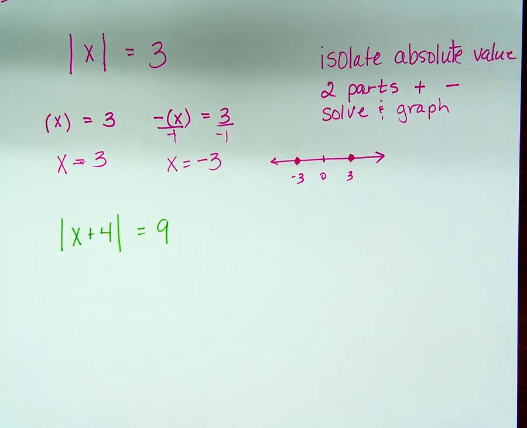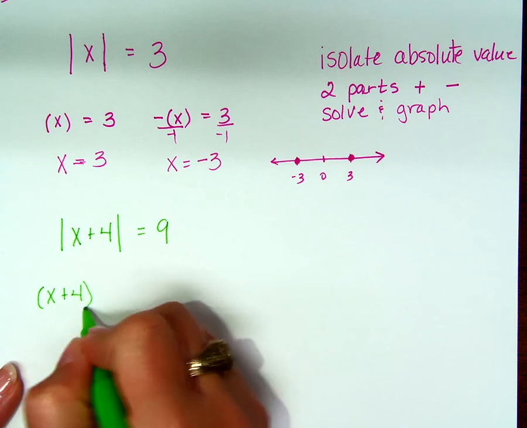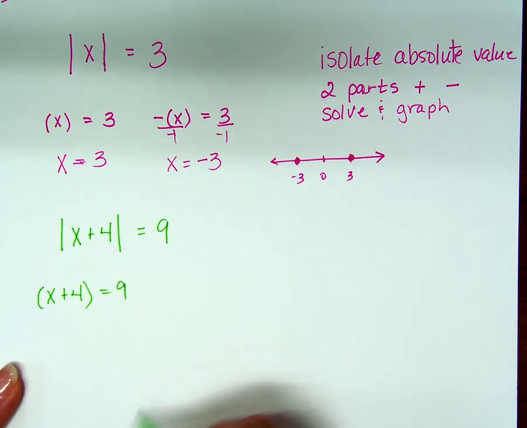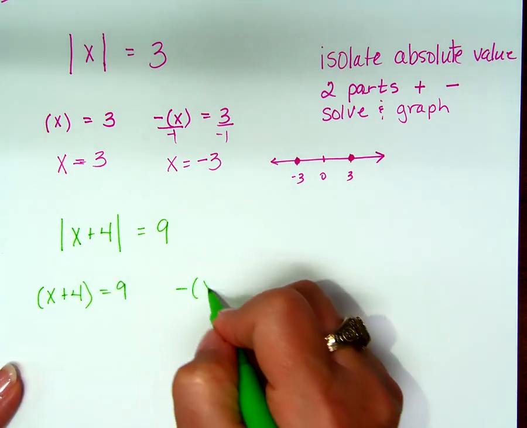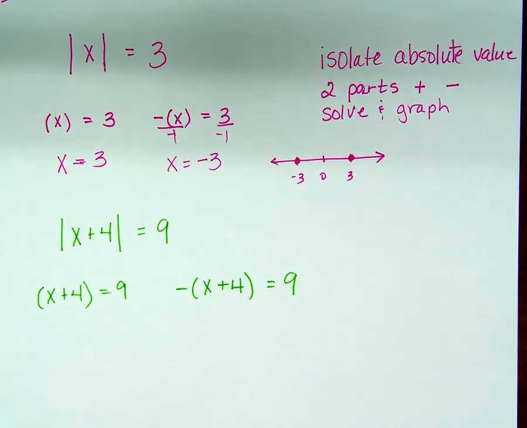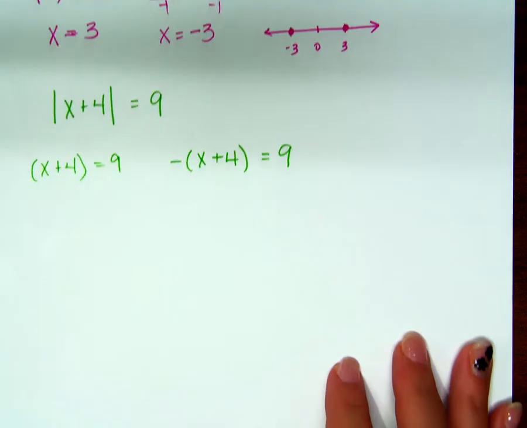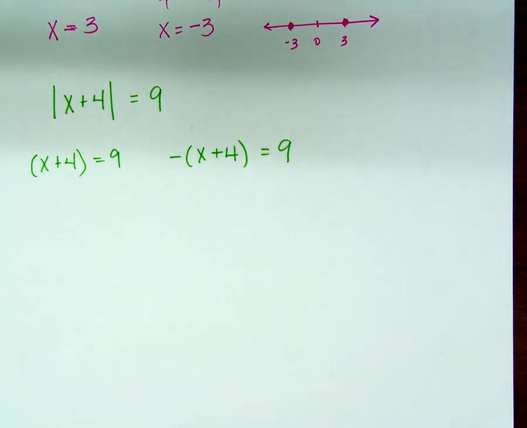So now I need to write it into two parts. The first part is when it's positive on the inside. And the second part is when it's negative on the inside. Does that make sense? Okay. Now what?